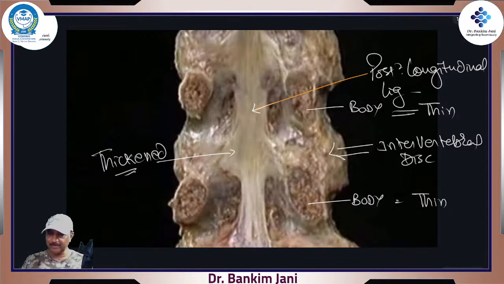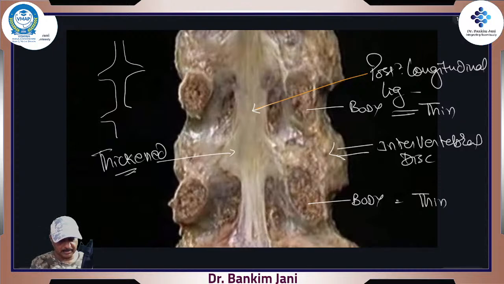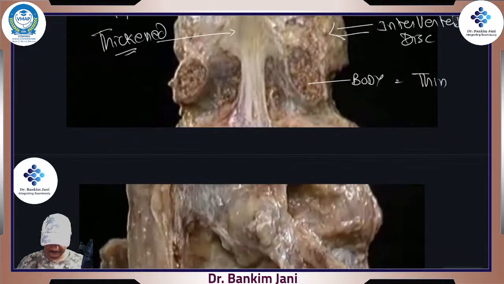These things matter when you watch any sectional radiography, right? At that point, all these points will matter. But just to know that this is how its shape goes, right? Vertebral body thin, intervertebral disc thick. So that's the shape. That's how it goes.